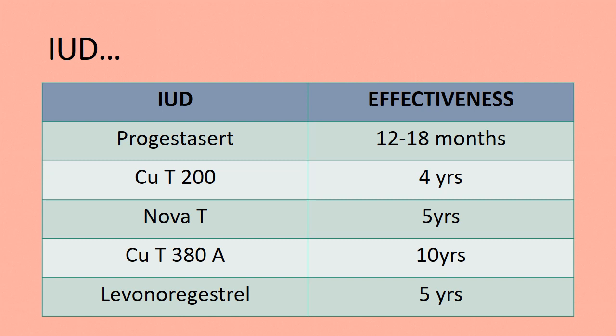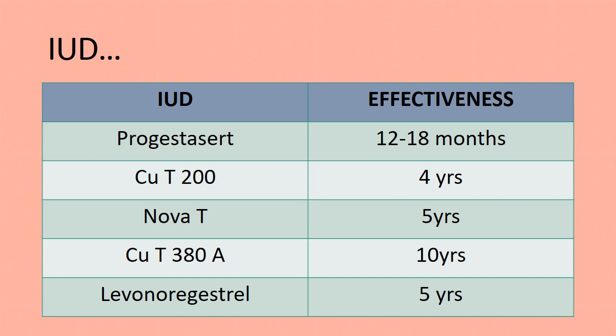Next we will see the effectiveness of intrauterine devices. The intrauterine device is one of the most effective reversible contraceptive methods. So we will see some of the effectiveness.